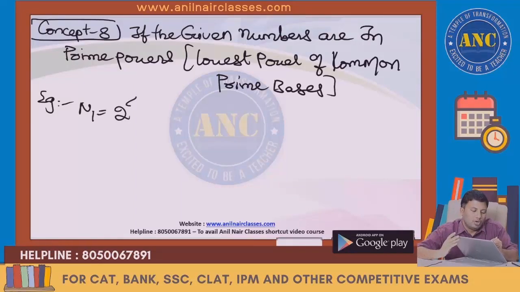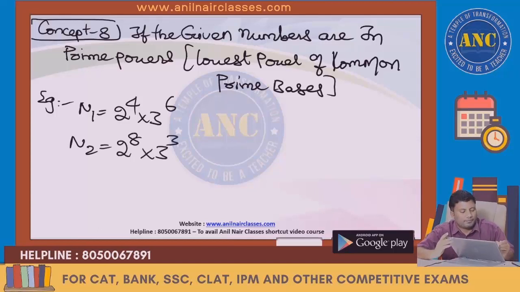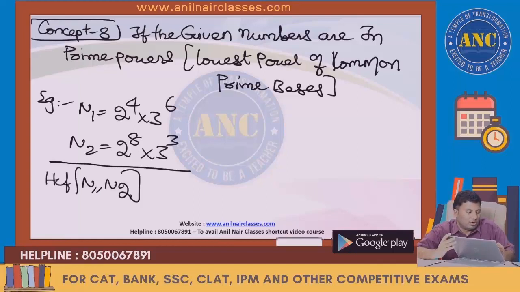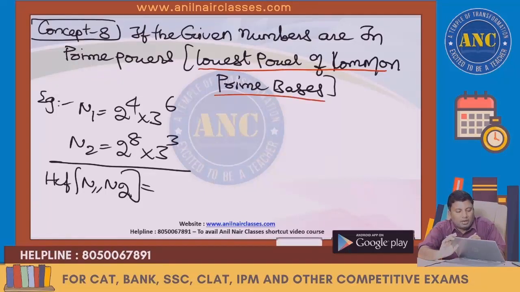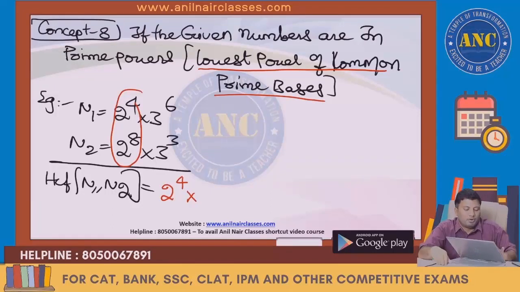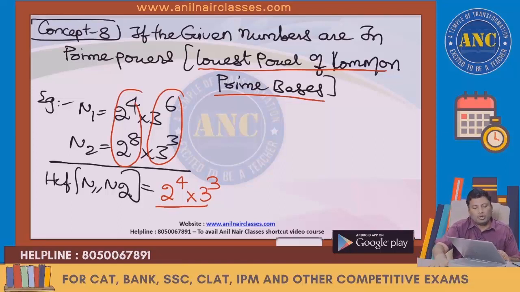n1 equivalent to 2 power 4 into 3 power 6. n2 equivalent to 2 power 8 into 3 power 3. HCF of n1 comma n2. Right? Now see here, what is HCF? Lowest power of the common prime basis. 2 power 4, 2 power 8. Lowest is 2 power 4. 3 power 6, 3 power 3. Lowest is 3 power 3. Answer is 2 power 4 into 3 power 3.